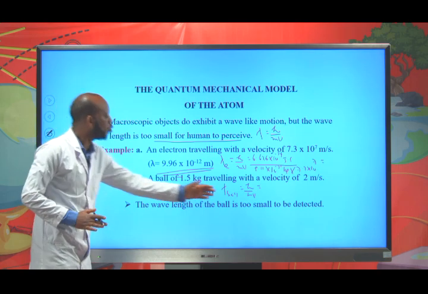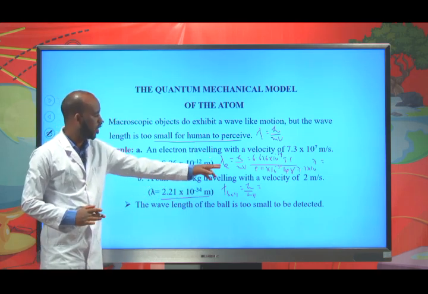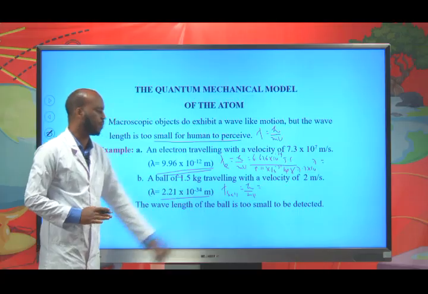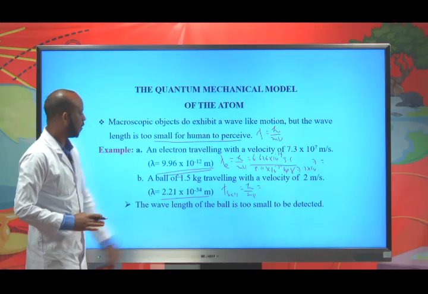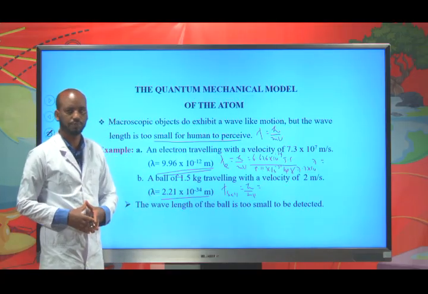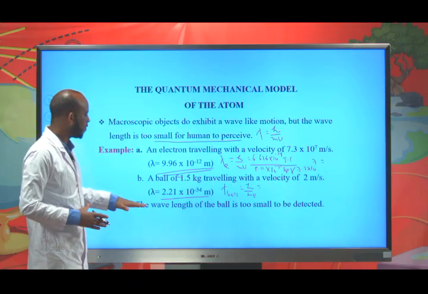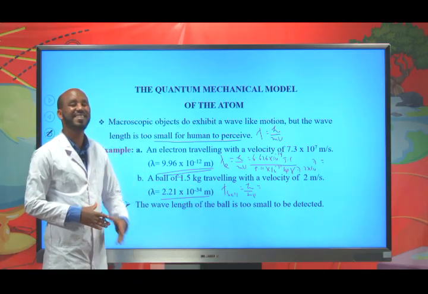Now compare the two wavelengths, the wavelength of the electron and the wavelength of the ball. The wavelength of the ball is too small, you see. Therefore, the wavelength of the ball is too small to be detected.